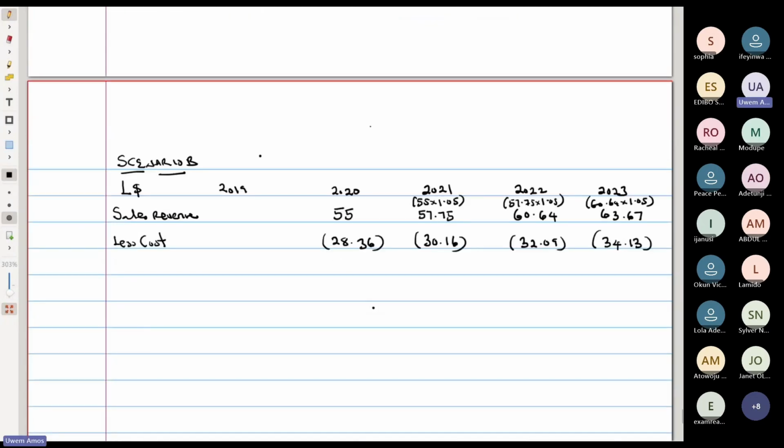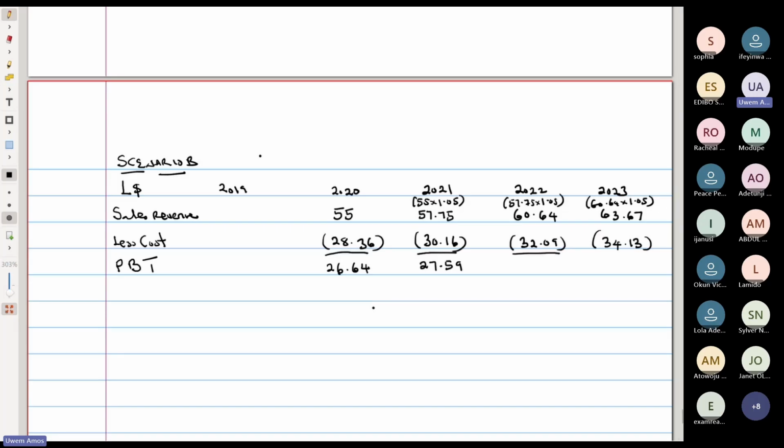So let's get what our profit before tax is. Our profit before tax, PBT. So 55 minus 28.36, I have 26.64. Then 57.75 minus 30.16, I have 27.59.